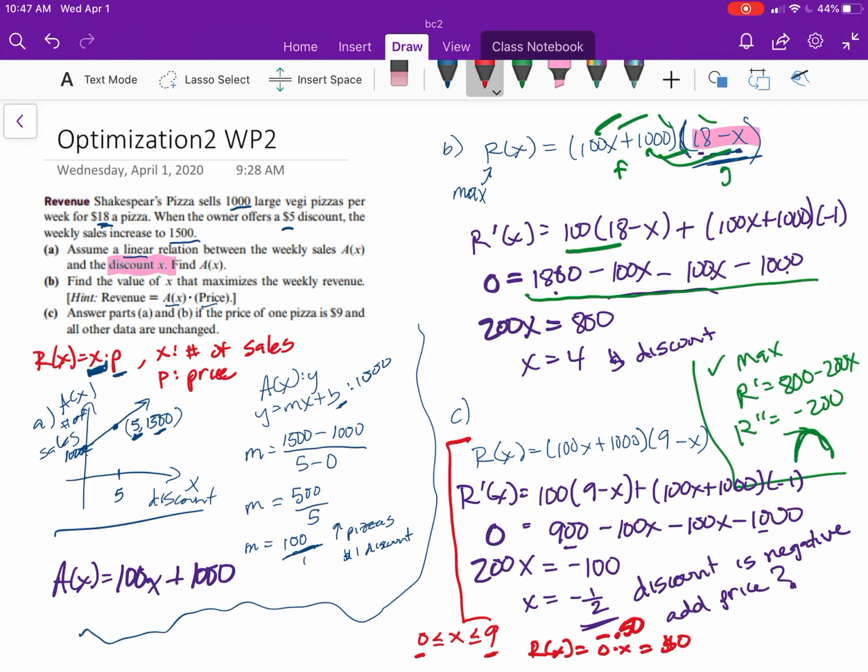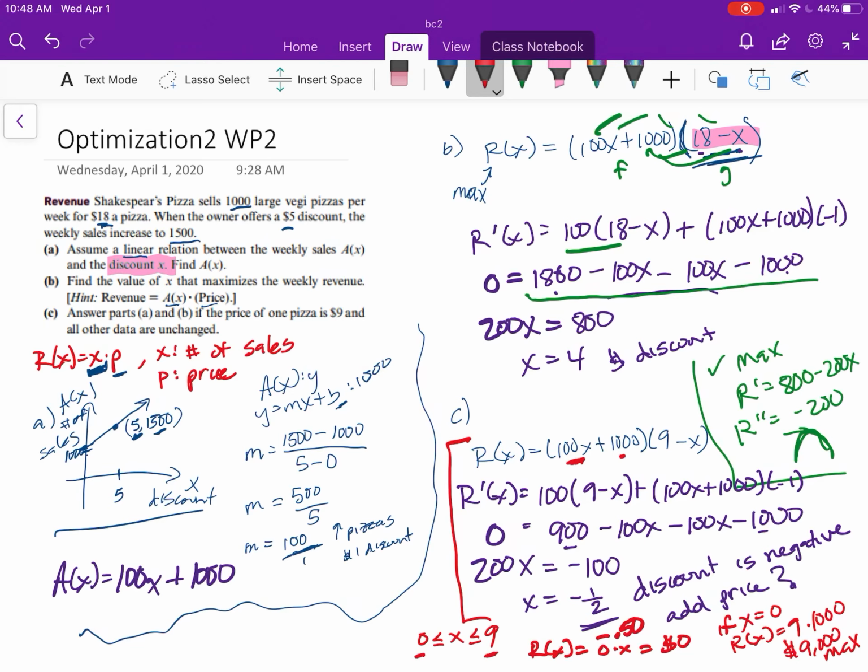So if X is 0, then I'm charging $9 per pizza, and as the original problem stated, everything remained unchanged, but I could also plug in 0 for X and I'd get 0 plus 1,000. So I know my revenue would be 9,000, and that's going to be the max in that one.